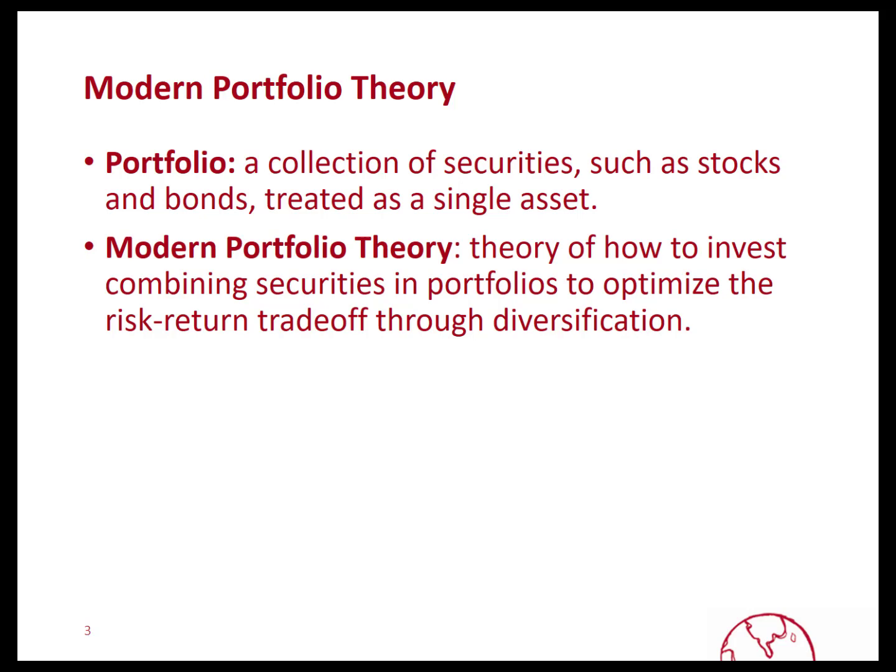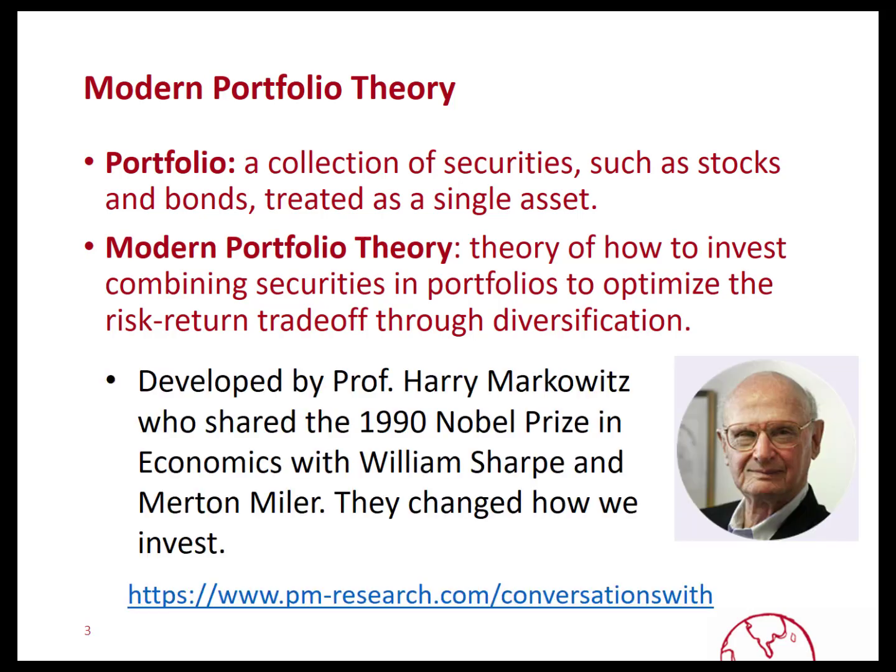A portfolio, as the name suggests, is simply a collection of securities, which could be stocks, bonds, that are treated as a single asset. Modern portfolio theory is the theory in finance of how to invest by combining securities into portfolios that optimizes the risk-return trade-off through diversification. Modern portfolio theory is typically associated with Professor Harry Markowitz, shown here, who shared the 1990 Nobel Prize in Economics with William Sharpe and Merton Miller. Together, they changed the way that we invest, and you can see an interview with Professor Markowitz at this website.